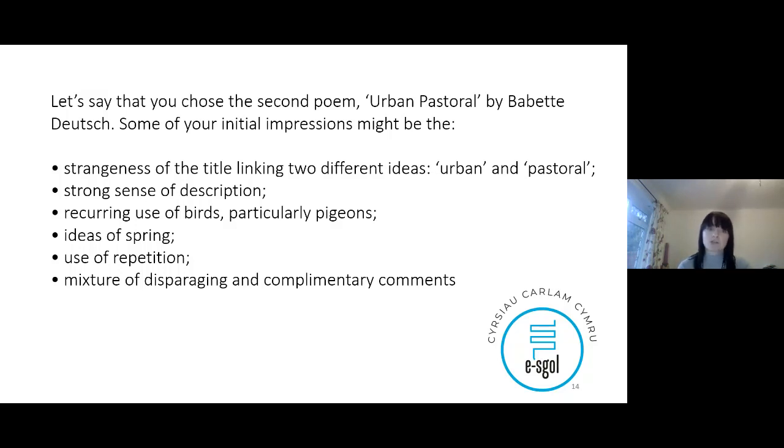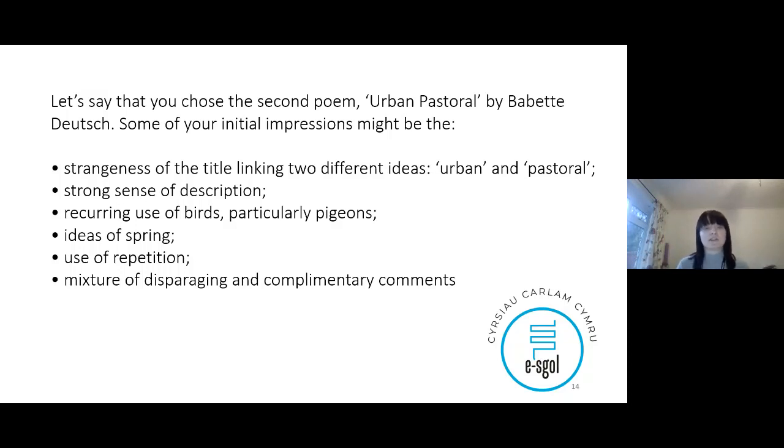Some of your initial impressions might be things like the strangeness of the title. So those juxtaposed ideas: there are two contrasting, conflicting ideas of the urban, which means town, city, and pastoral, which is linked to the idea of countryside and nature. So you've got two very opposing word choices and two opposing ideas being presented.